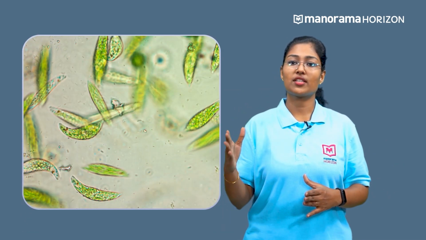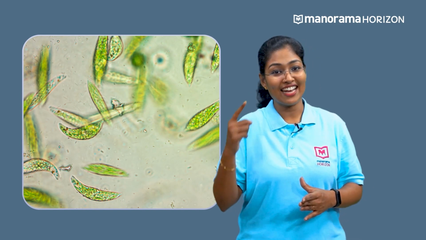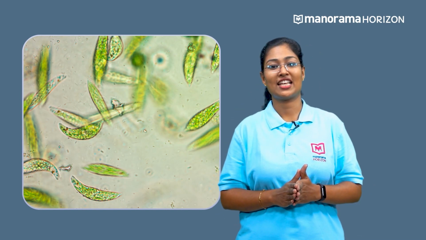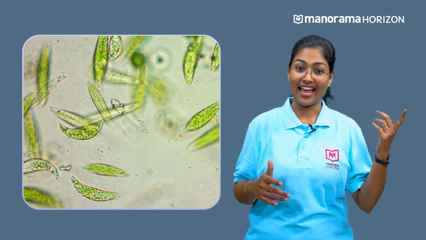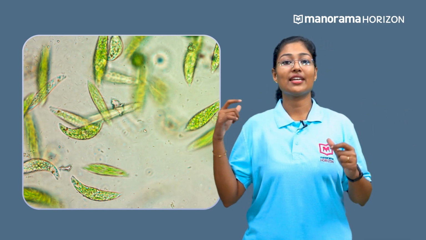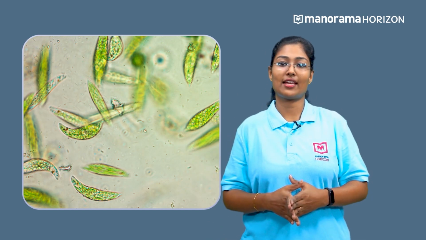Another kind of protist found in stagnant water is euglenoids. Euglena is an example of euglenoids. They switch their mode of nutrition. During daytime, they act as autotrophs, and during night, they become heterotrophs. So they predate on smaller organisms.